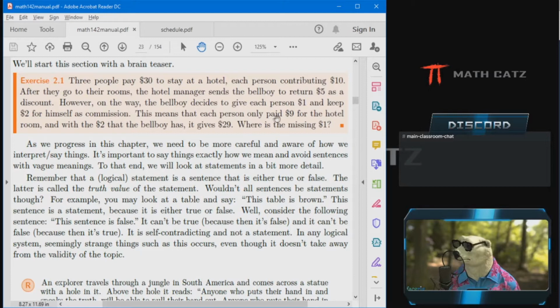So each person actually paid $9 for the hotel then, because from their 10 they got $1 back for the room. And with the $2 that the bellboy has, that makes $29. 3 times 9 is 27. The other $2, 29. Where is the missing dollar?